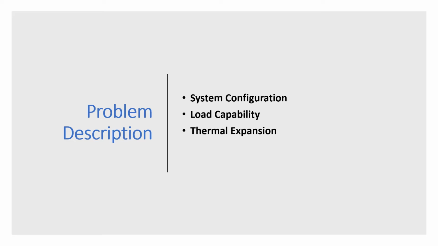I'm going to split this presentation into three parts. First one is system configuration, second one is load capability, and thermal expansion. So when talking about system configuration, in any robot, the configuration of the robot is very dependent on the functionality of the robot. So we need to make a study to narrow down on what the perfect configuration, what links we require, what needs to be the joints, what should be the moving part, what should be the stationary parts. We need to determine the kinematics of the problem. So that is the system configuration.